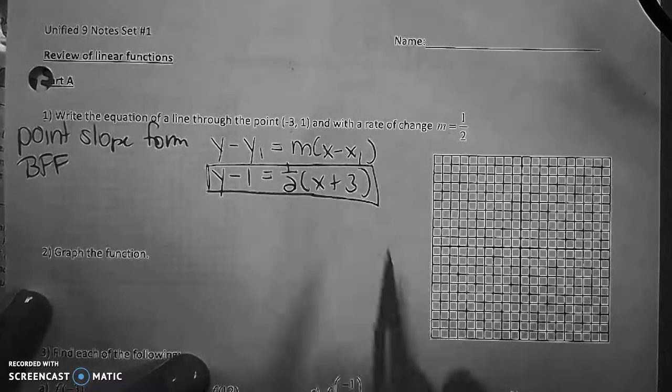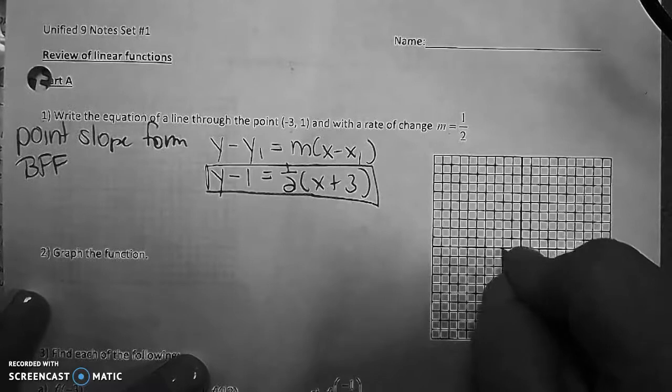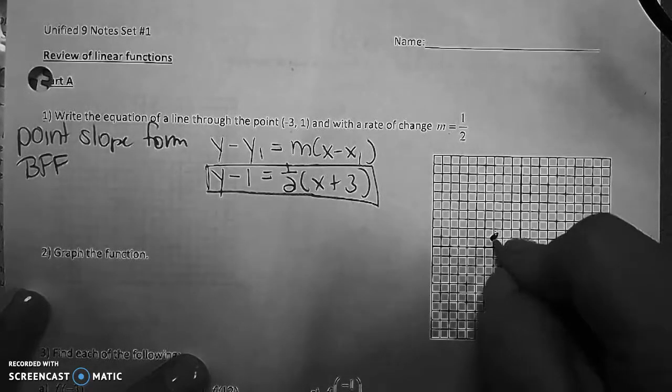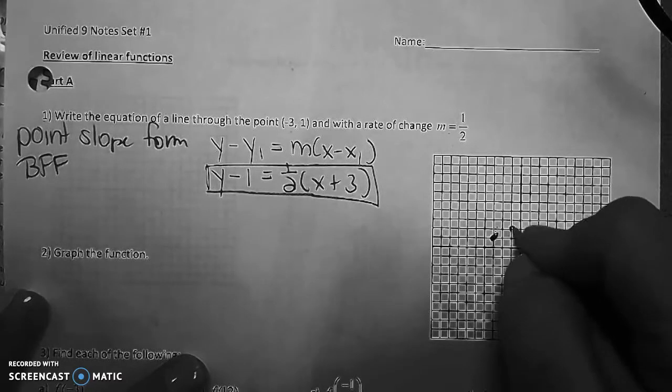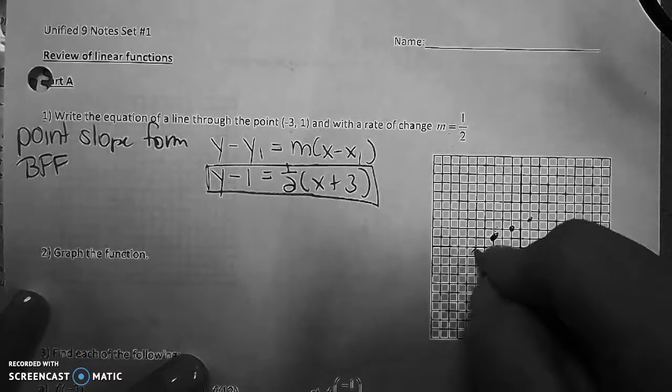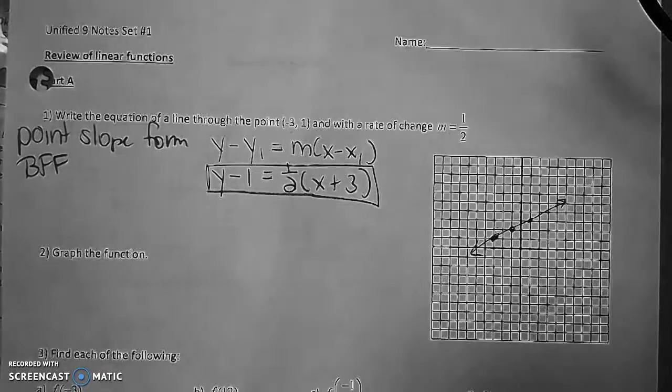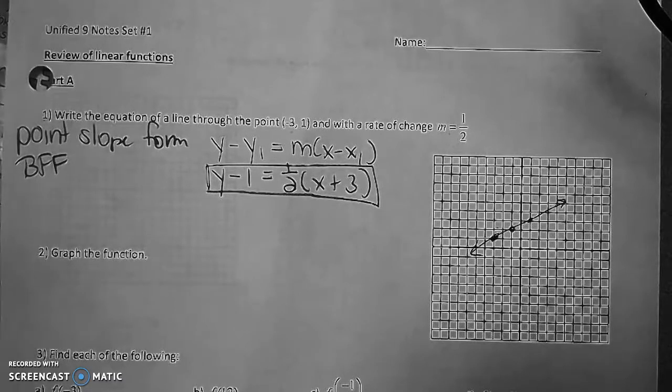I can take this form and see that I have the point -3, 1, and I have the rate of change of 1/2. So up 1, right 2, up 1, right 2, and there's our function. So we've graphed this as well, and graphing from point slope form is very easy.